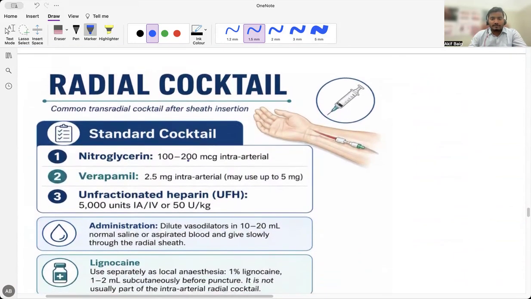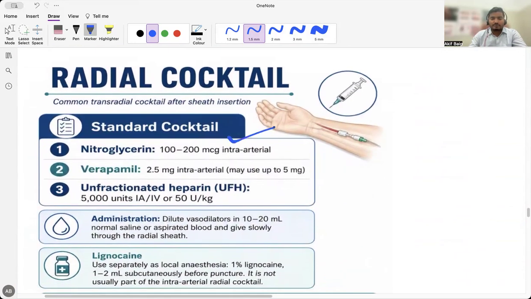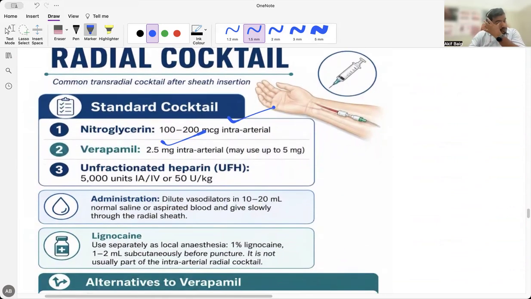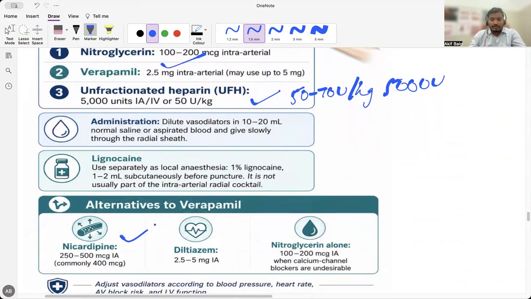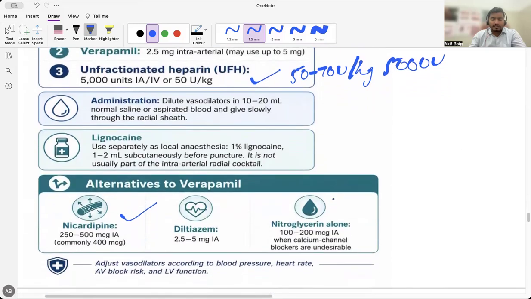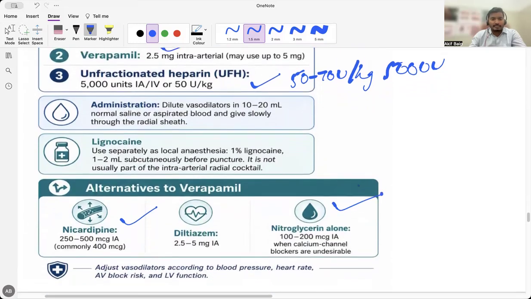So this is the cocktail which I have already discussed, that is NTG 100 to 200 micrograms, verapamil 2.5 mg, and heparin. These three together form the standard cocktail. Heparin we usually give at 50 to 70 units per kg body weight, or 5,000 units, along with verapamil or nitroglycerin. If verapamil is not available, you can give diltiazem or nicardipine. Or sometimes various cath labs give only nitroglycerin and nothing else.